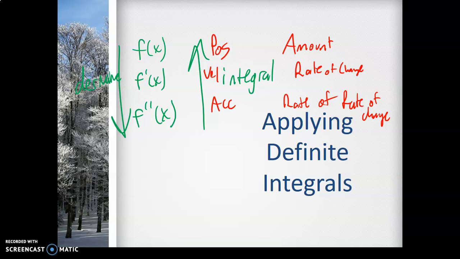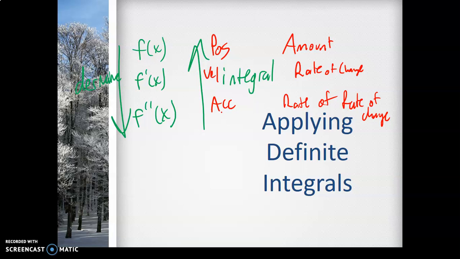So if I want to go from velocity to position or distance, I take the integral. If I want to go from acceleration to velocity, I take the integral. If I want to go from position to velocity, I take the derivative. So position, velocity, and acceleration is the most common example, and I can almost guarantee it will pop up on the AP exam.